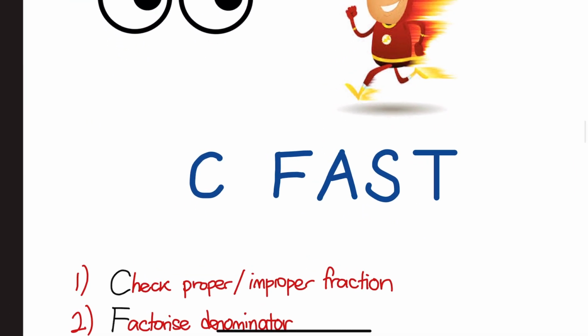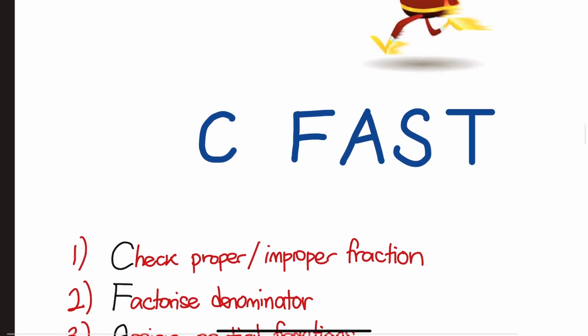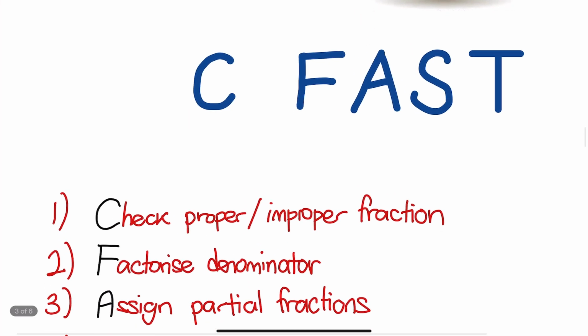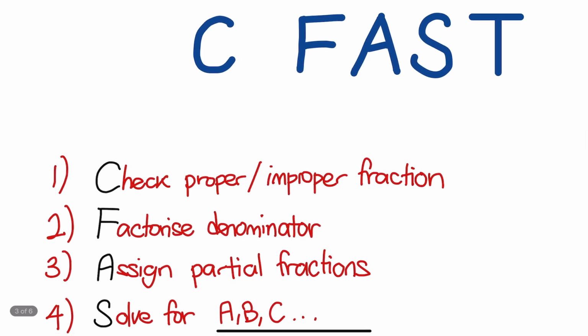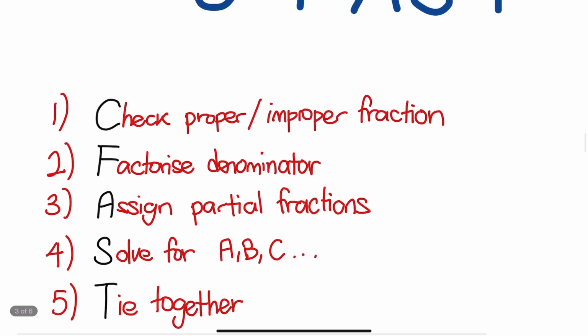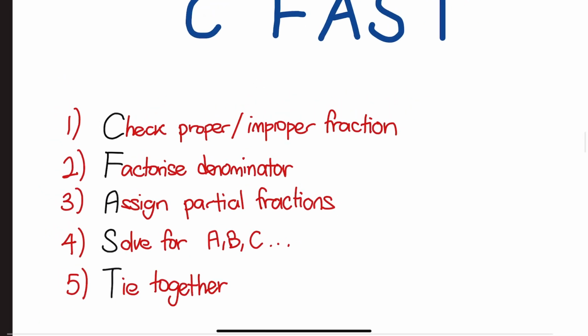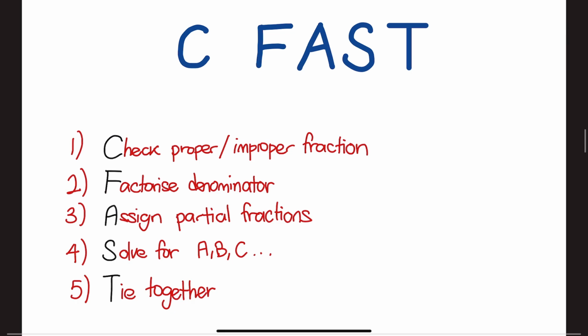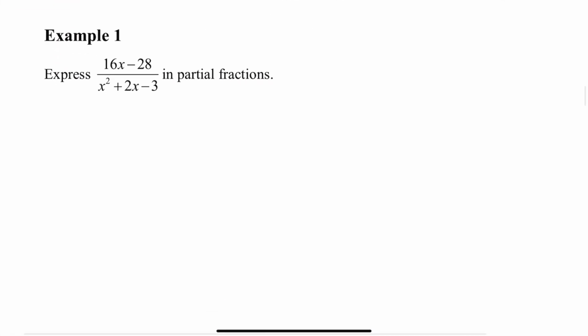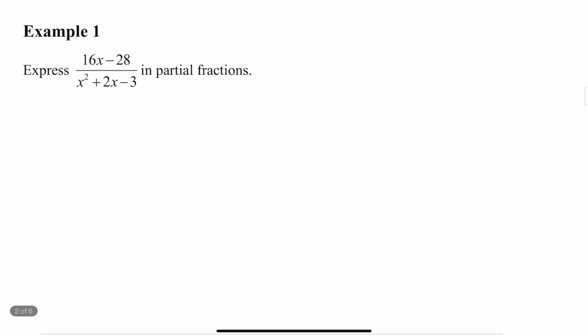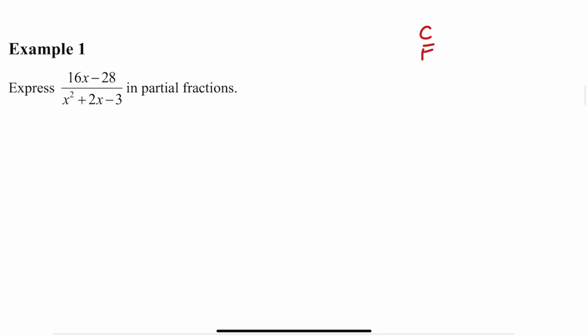C stands for check proper or improper fraction, F for factorize the denominator, A for assign partial fractions based on the rules in the table, S for solve for A, B, and C, your unknown constants, and the last step, T for tie everything together and write out your final statement. Hopefully this helps you remember the steps you have to follow to break down something into its partial fractions. So let's look at example 1. Let me write down the steps here. CFAST.